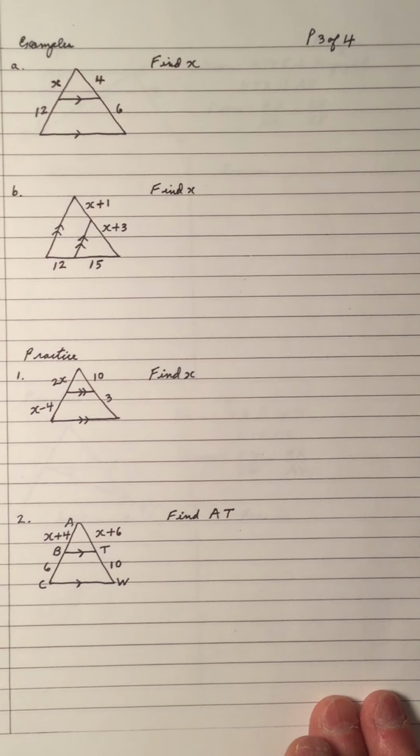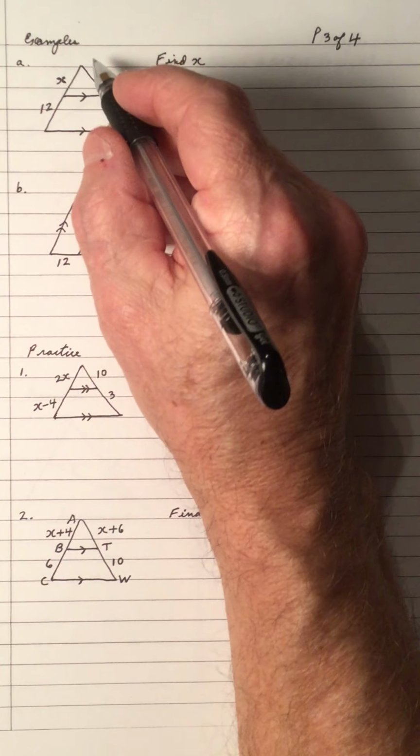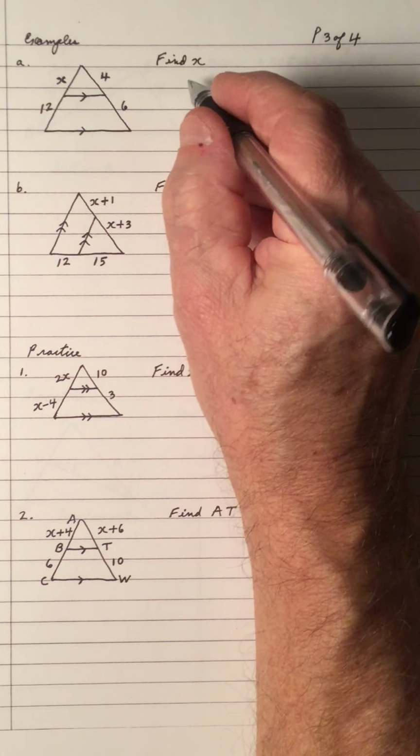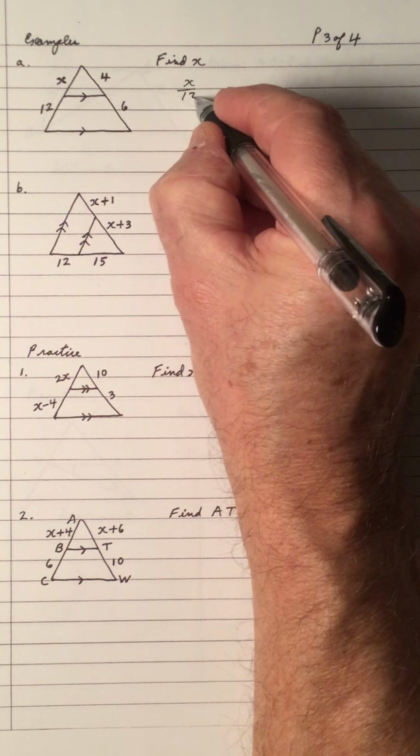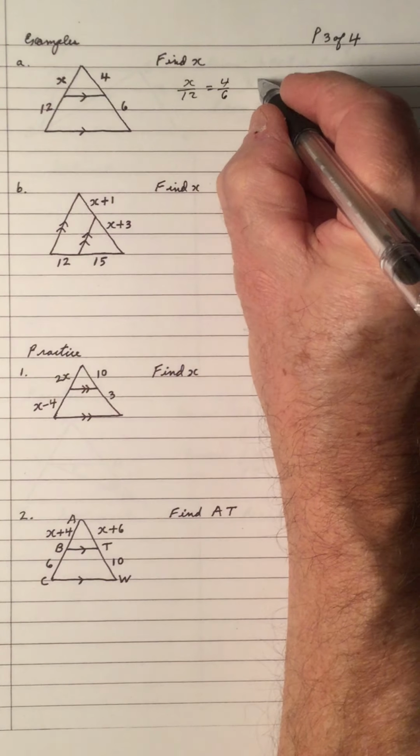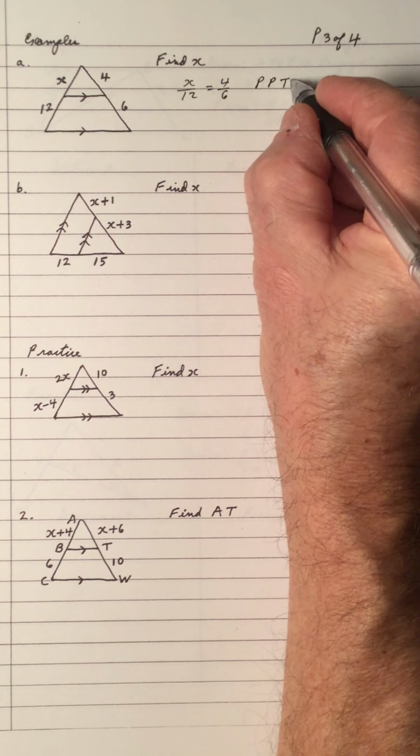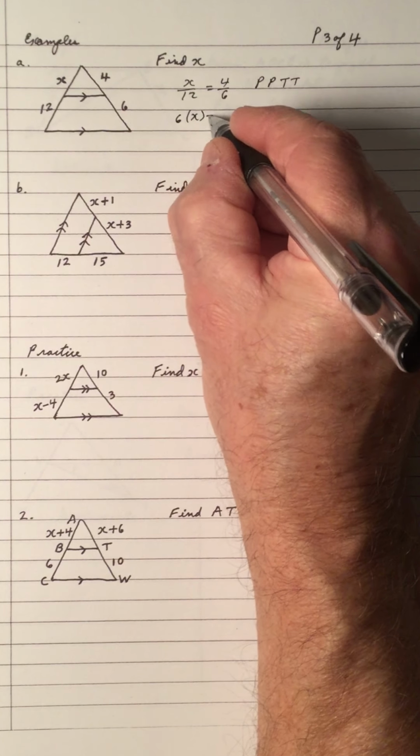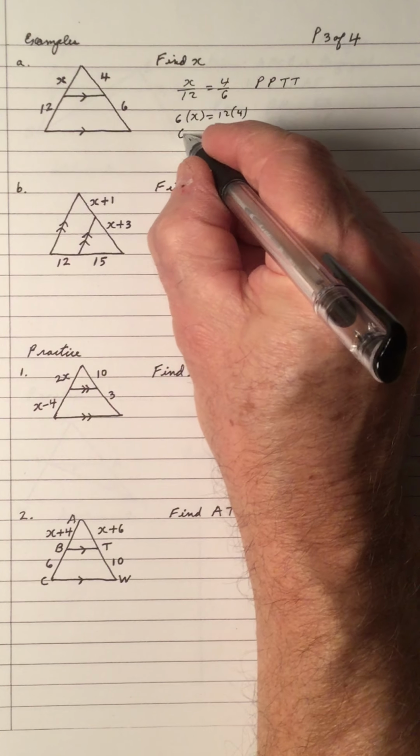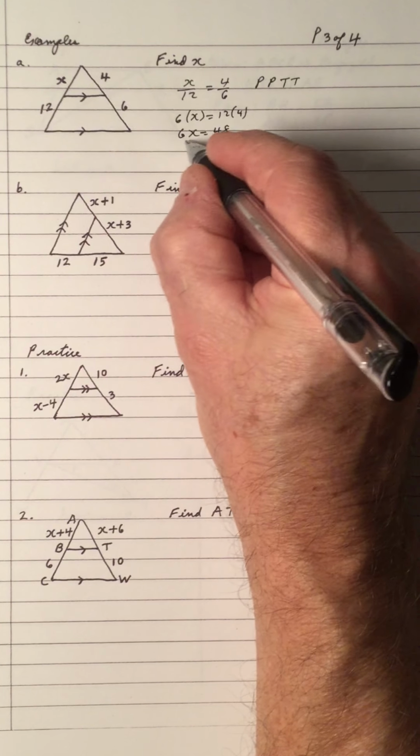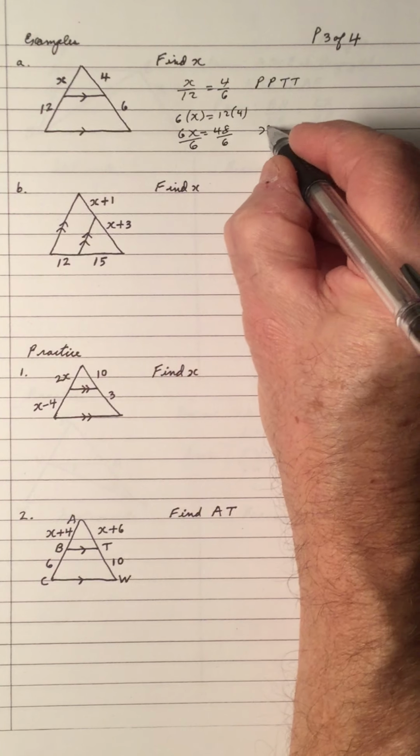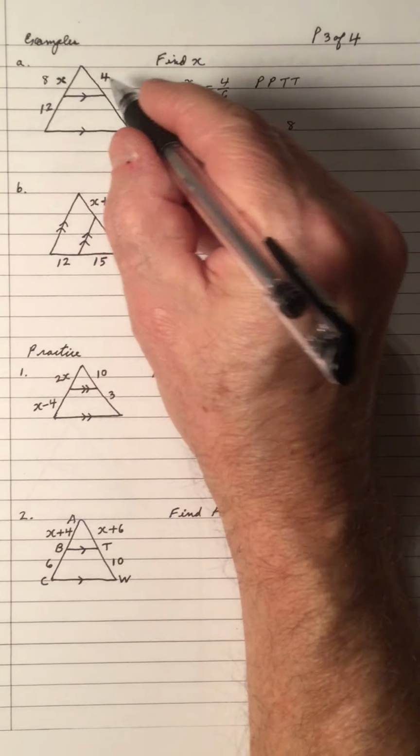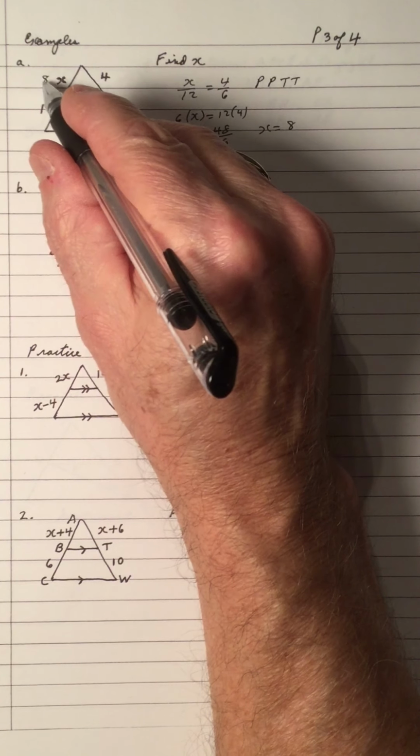Let's do some examples. I have a triangle, and this line is parallel to this, so therefore x over 12 is equal to 4 over 6, PPTT, parallel proportion triangle theorem. So 6 times x equals 12 times 4. 6x is 48. Divide by 6, and I get x is equal to 8. So x is 8. And 4 over 6 is the same as 8 over 12.